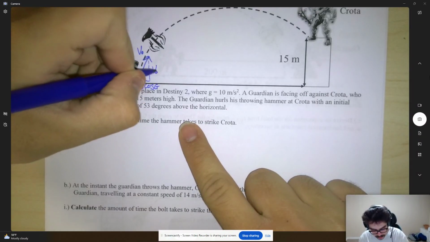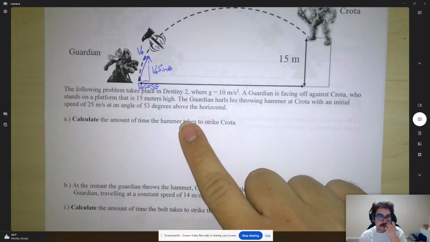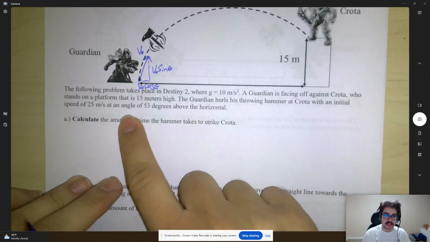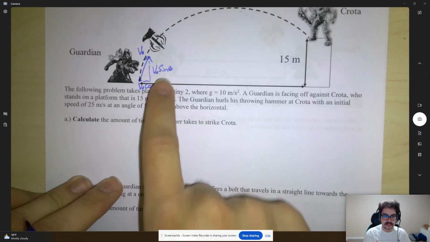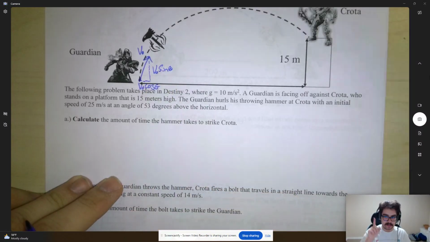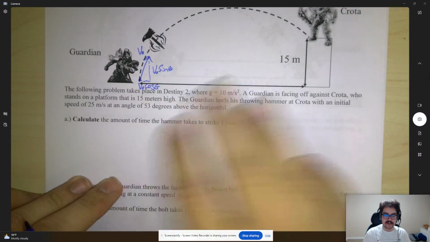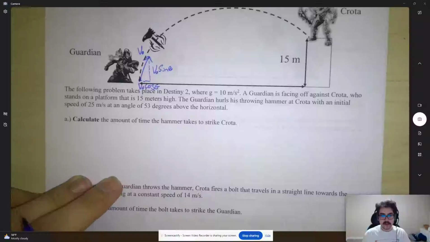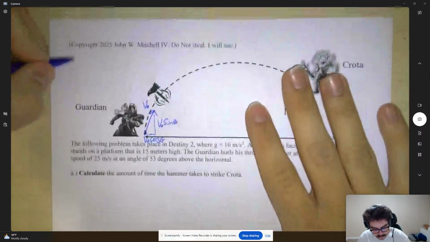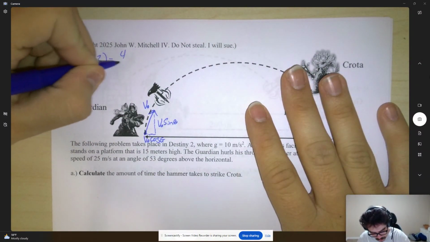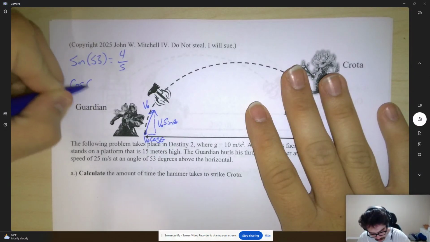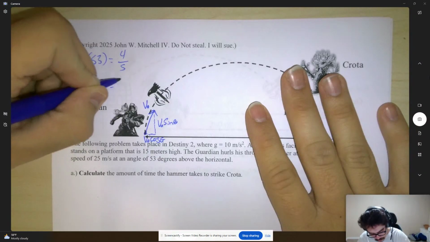This is going to be V naught sine theta. I know that sine of 53 degrees should have more going into the sine theta component because it's going to be larger. It's going to be more vertical, so this vector is going to be more vertical than it is horizontal. So I know that sine of 53 should be 4/5, whereas the cosine of 53 should be 3/5.